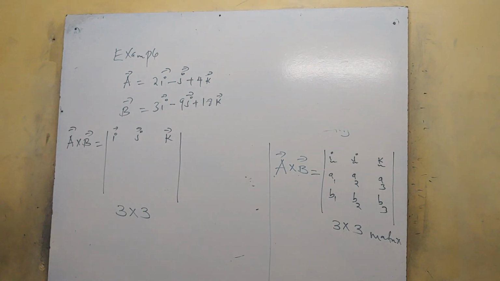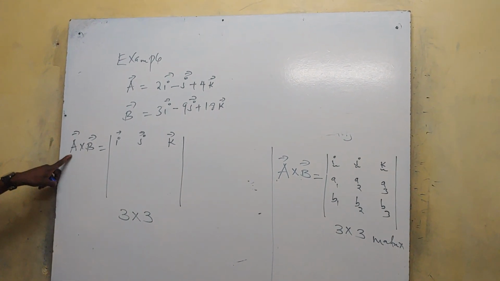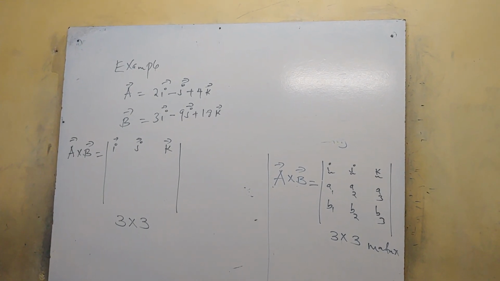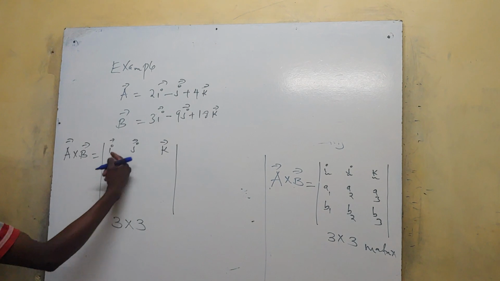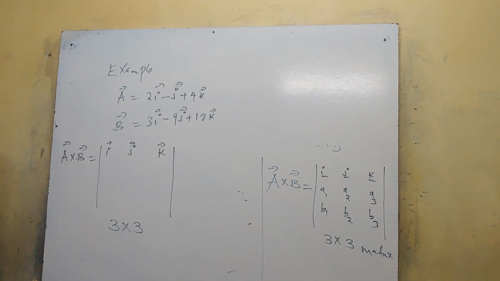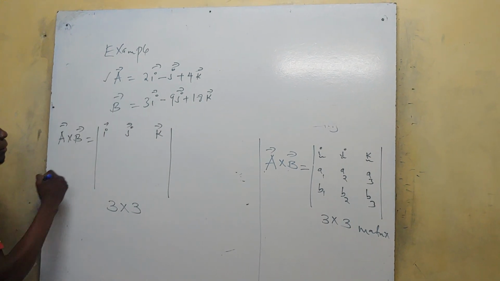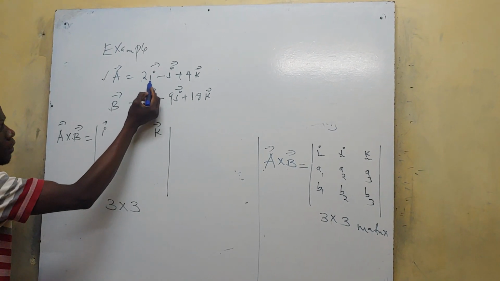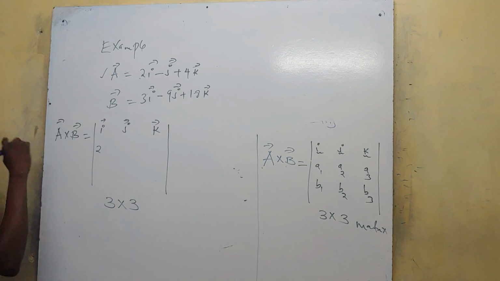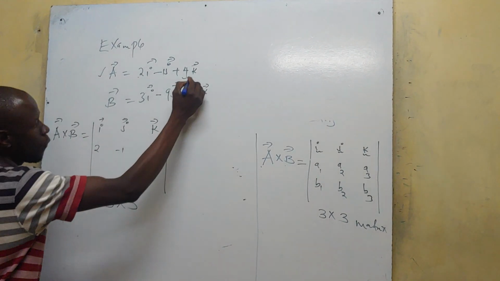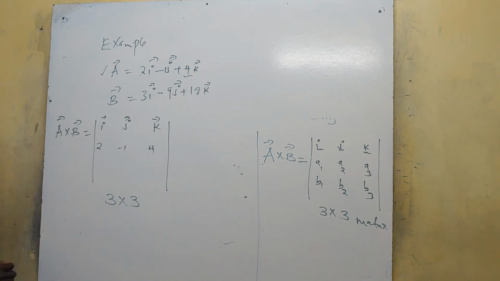Then the second row is formed by the elements of the first vector. In this case, the first vector is A. So the elements of vector A are going to be fed below to form the second row. For the elements of A, 2 will be along I, negative 1 will be along J, and then 4 will be along K.